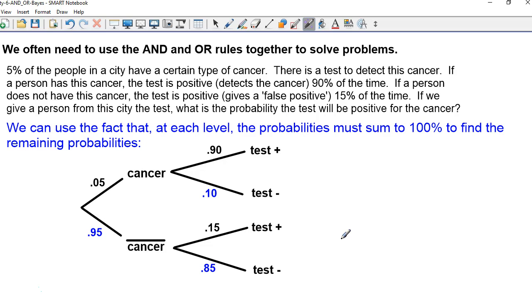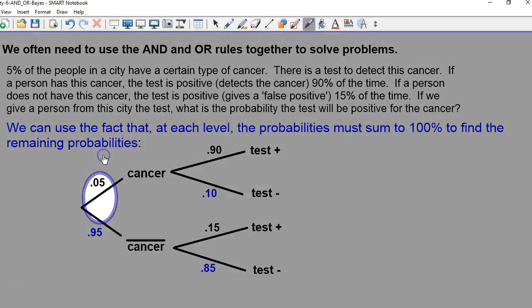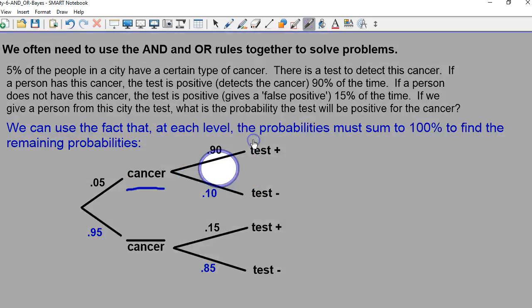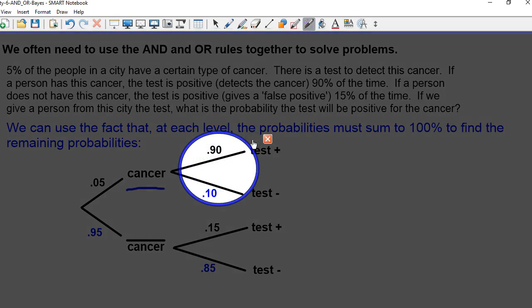We can use the fact that at every level, the probabilities have to sum to 100%. So we know that at this level, where the simple probabilities are, they have to add up to 100%. So if there's a 5% chance of having cancer, then there must be a 95% chance that people don't have cancer in this region. Once we are into the condition of having cancer, this is a complete set of choices. So that also has to sum to 100%.